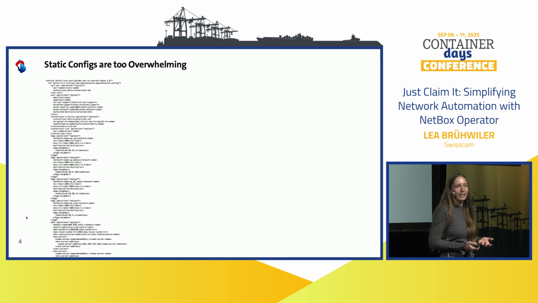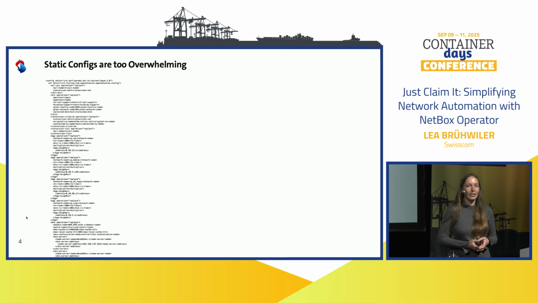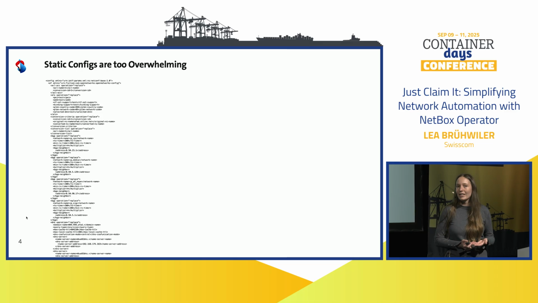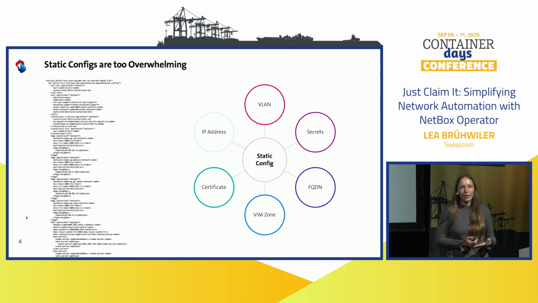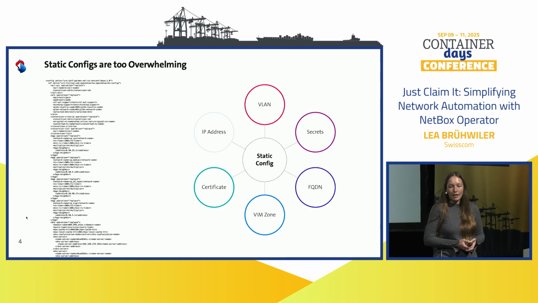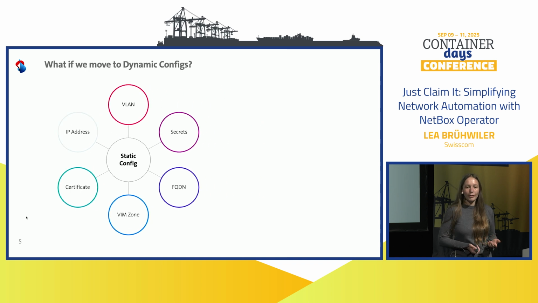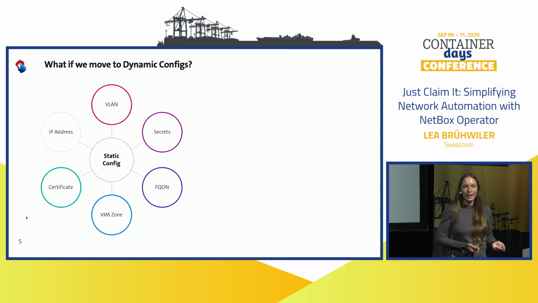So here you can see an example of those configurations. So it's quite big. It's an XML file with a lot of details. And you would check it into Git like this. So it's quite static. And you can see all those details that are part of this configuration. So IP addresses, secrets, and certificates, and much more. So we were wondering, what if this could be more dynamic?